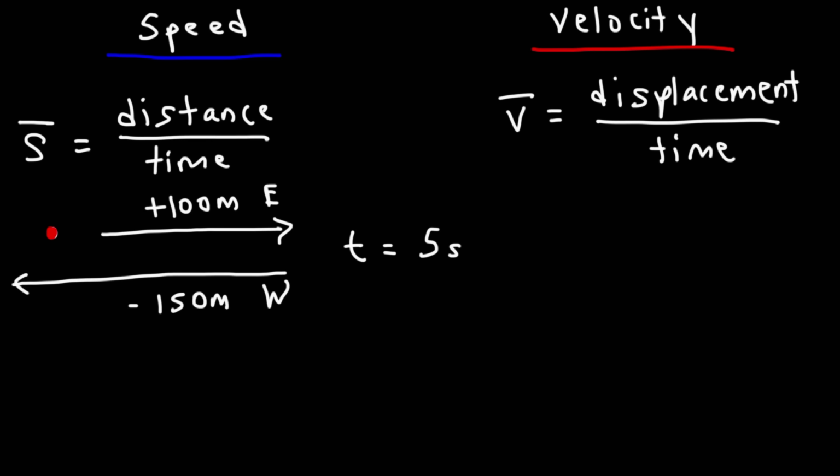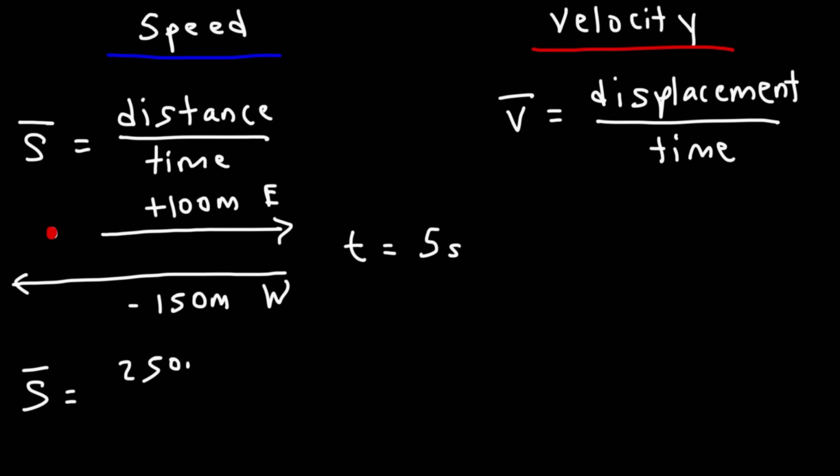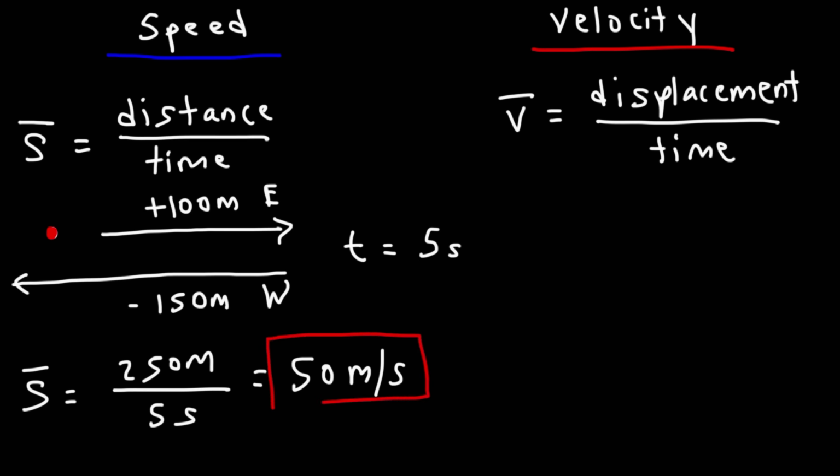So to calculate the average speed, first we need to calculate the total distance traveled. This particle traveled a total distance of 250 meters. It traveled 100 meters east and then 150 meters west. So if you add those two numbers, you get a total distance of 250 meters. Now it did this in 5 seconds. 250 divided by 5 is 50. So the average speed of this particle is positive 50 meters per second.